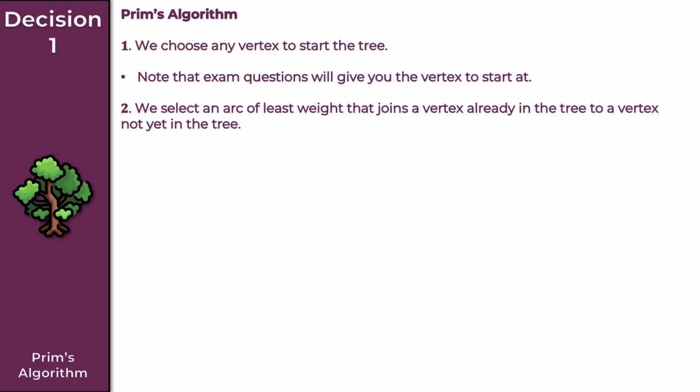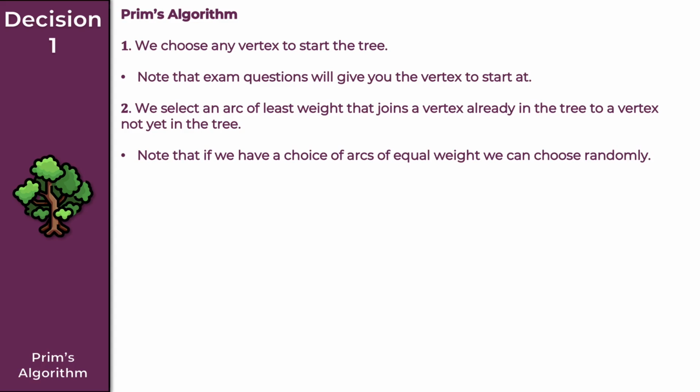For step 2, we select an arc of least weight that joins a vertex already in the tree to a vertex that is not yet in the tree. Just note that if we have a choice of arcs of equal weight, we can choose those randomly. It really doesn't matter which you choose, it's completely up to you. For the final step, step 3, we simply repeat step 2 until all the vertices are connected. Like I said, Prim's algorithm is pretty straightforward, just those 3 steps. So that concludes this introduction to Prim's algorithm.